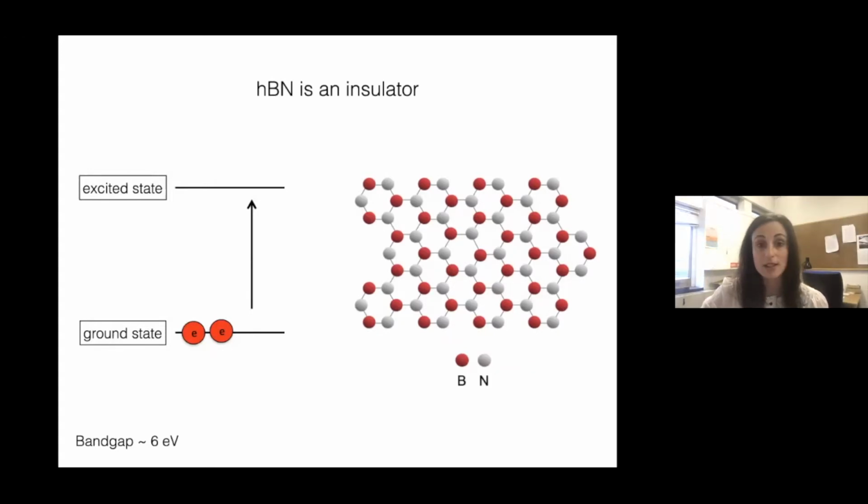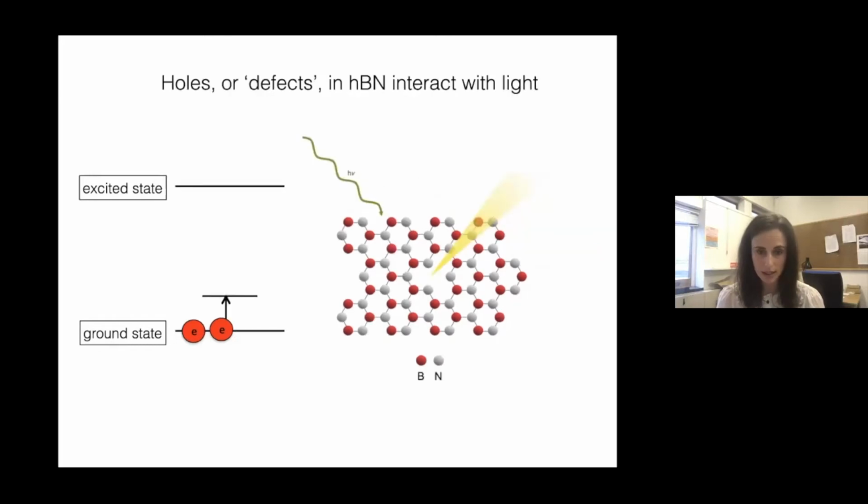Now, if HBN is an insulator, then why on earth is it interesting? I've been interested since my PhD in how materials interact with light. So what's the story here? Well, it turns out that if one of these atoms in the structure, boron or nitrogen, happens to be missing, or if we have the inclusion of another atom in their place, we form what we call an atomic defect. And it turns out that these defects in HBN do interact with light because they introduce new energy levels in the bandgap, enabling electrons to be promoted.